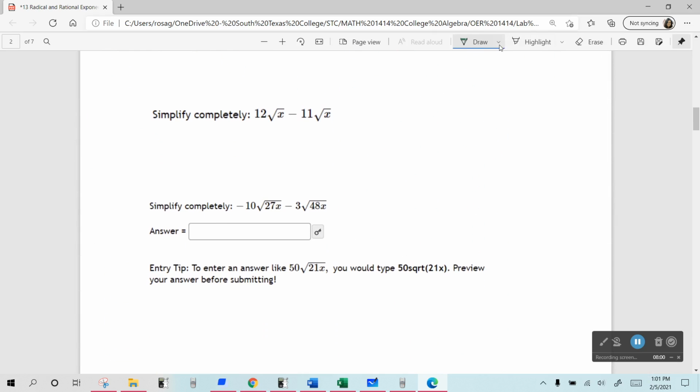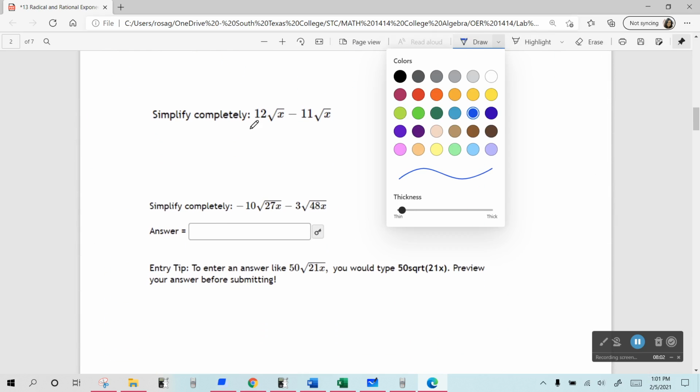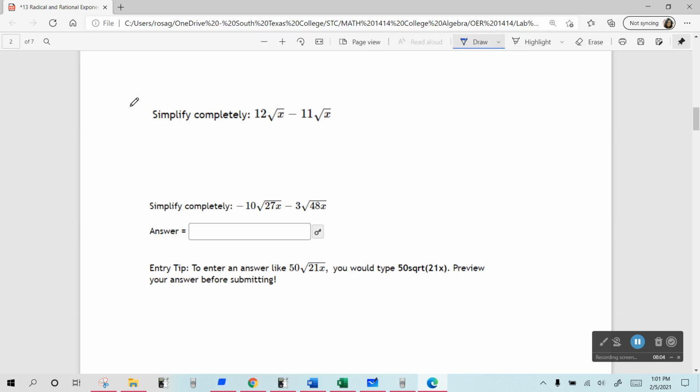Adding and subtracting radicals. So what happens with these is you need to make sure, in order to combine them, you need to make sure this is the same. It is, so then I can just do 12 minus 11, that's 1, and then the square root stays the same. Now, when you write the answer, you don't have to.